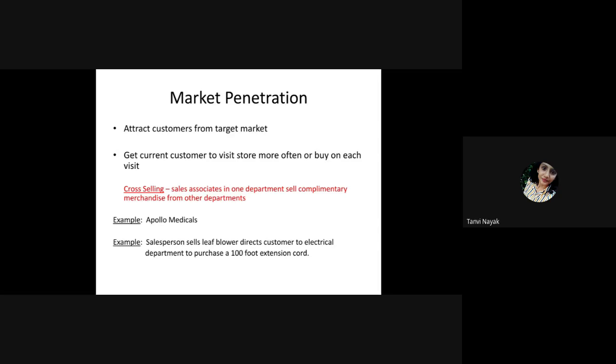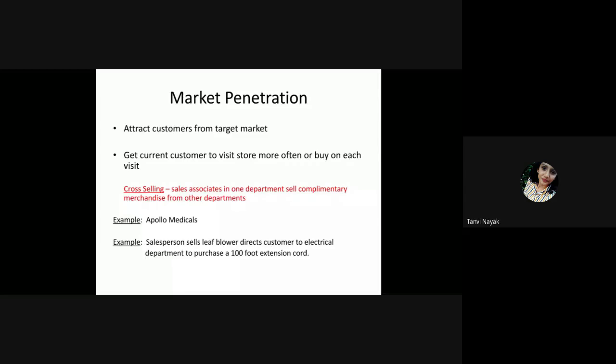And we have something like cross selling, where somebody wants to buy, for example, an electrical leaf blower, or maybe a car wash machine, and that machine also includes certain electrical parts that have to be used. If you want to take it to a longer space, if the space in your home is very large and a lot of extension is required, the salesman can take you to the electrical department, where you will purchase an extension cord.